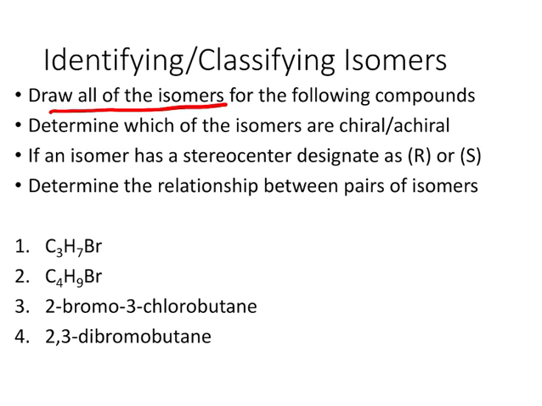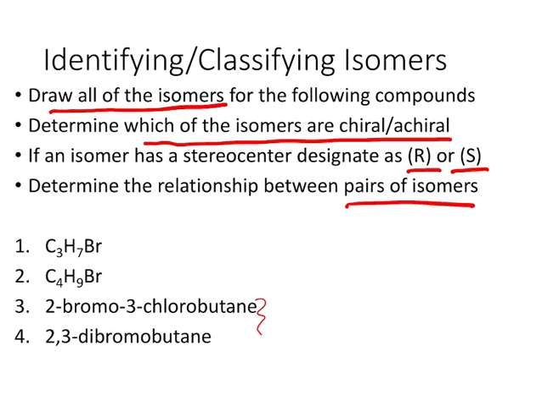Then we're going to determine which of the isomers are chiral or achiral. If an isomer has a stereocenter, we're going to designate it as R or S. And then we're going to determine the relationship between pairs of isomers. All right, so again, we're going to focus on number 3, 2-bromo-3-chlorobutane, and then number 4, 2,3-dibromobutane.